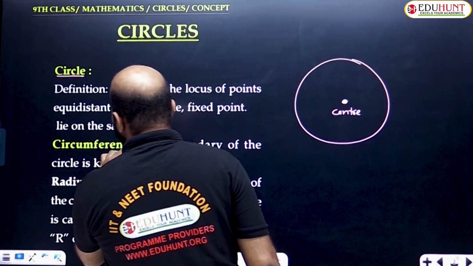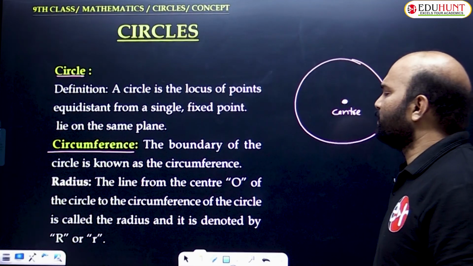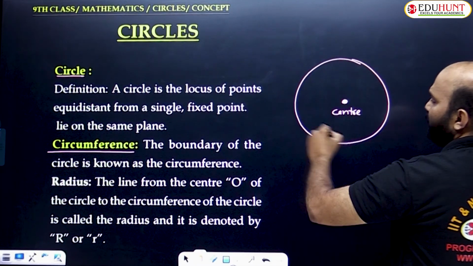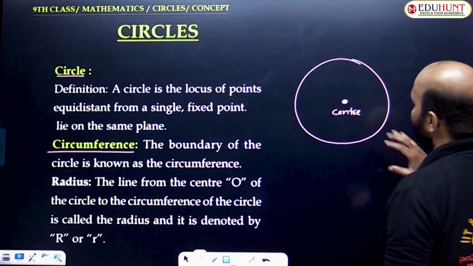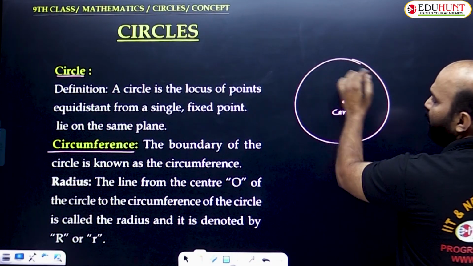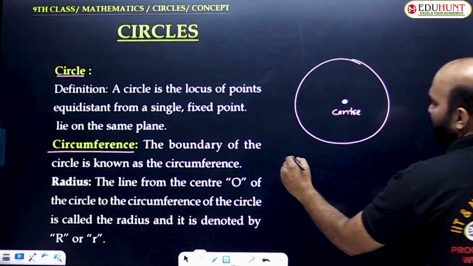So what is the definition of circumference? The boundary of the circle is known as the circumference. The boundary means the total boundary around the circle, that is called the perimeter. So circumference means the perimeter of the circle. The boundary of the circle is known as the circumference. Am I clear?